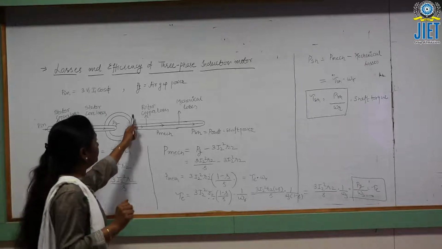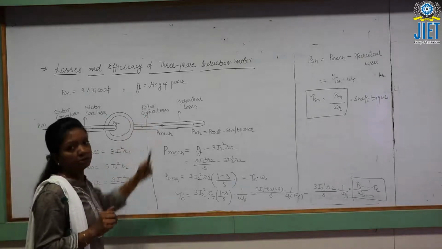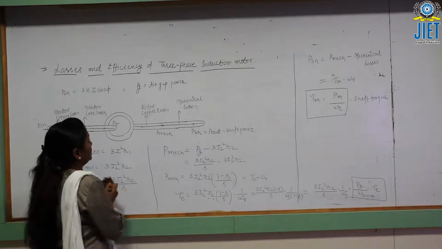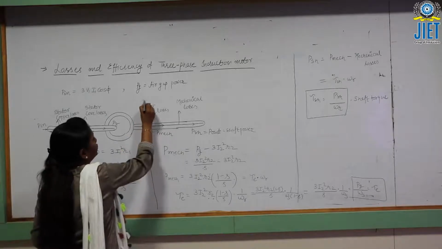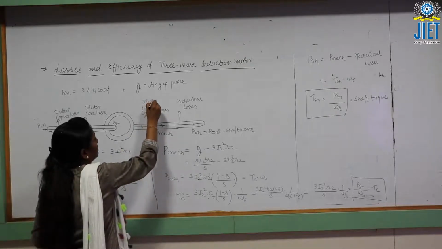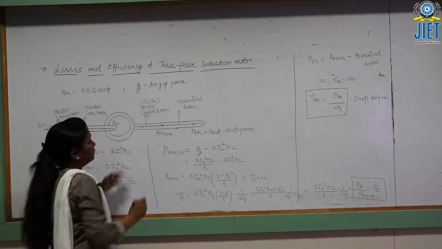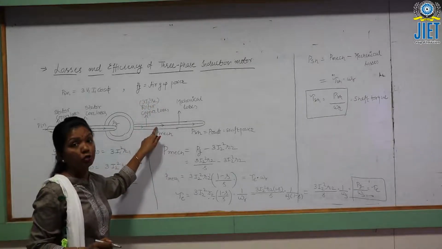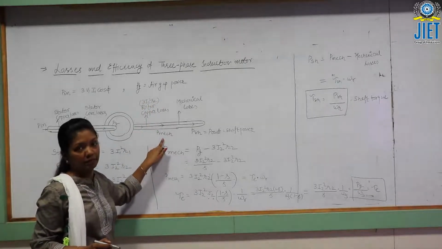Now after fulfilling these rotor copper losses, which are nothing but the 3I2 square R2, the power which is left at the rotor is mechanical power.